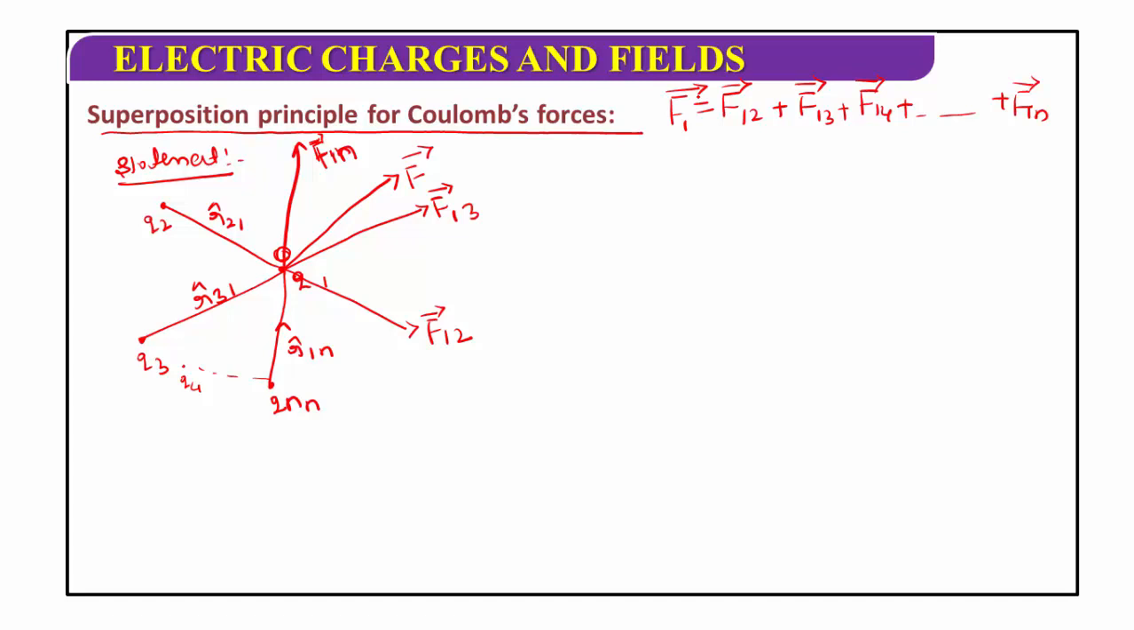Here F12 means the force on Q1 due to Q2, F13 means the force on Q1 due to Q3, F14 means the force on Q1 due to Q4, and F1n means the force on Q1 due to Qn. Now, you know the formula. The force acting on the charge Q1 due to Q2 is equal to 1 divided by 4 pi epsilon naught, Q1 into Q2 divided by R squared, into the unit vector R12.